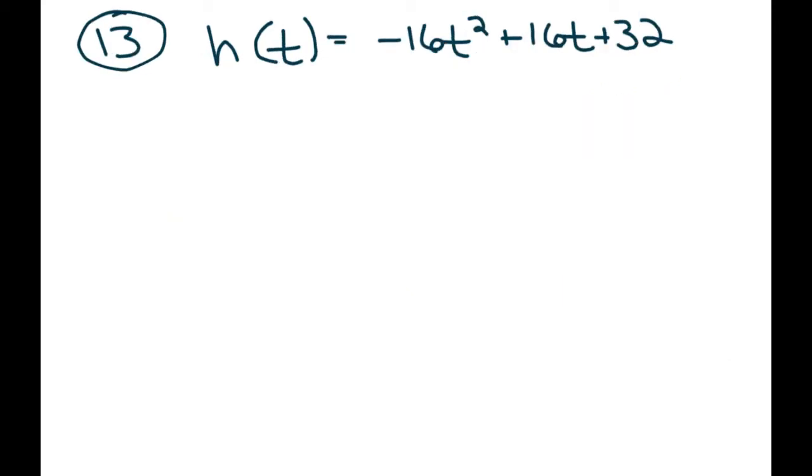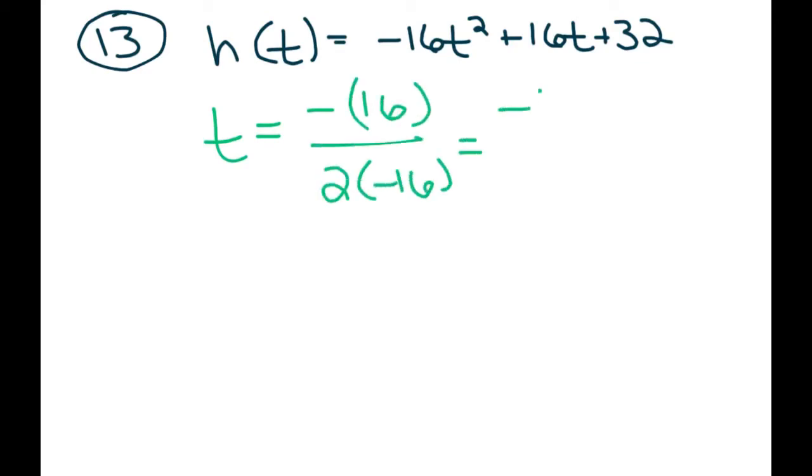A ball is thrown into the air. Its height above the ground at any given time after the ball is thrown can be modeled by the quadratic function negative 16t squared plus 16t plus 32. Find the time it takes the ball to reach its highest point. T is equal to negative b over 2a. And it is again a half a second.